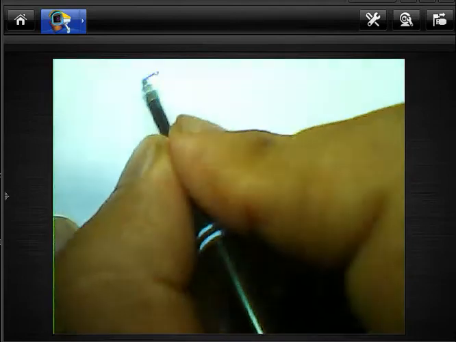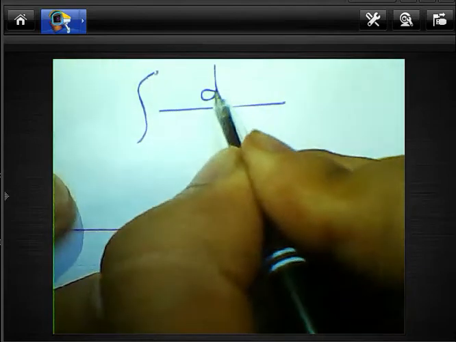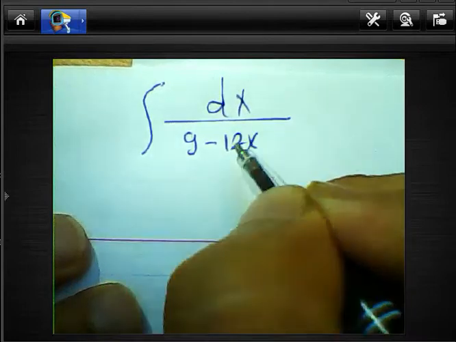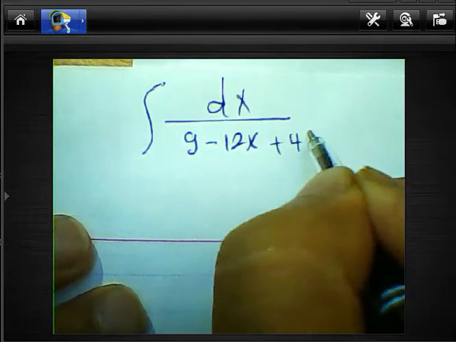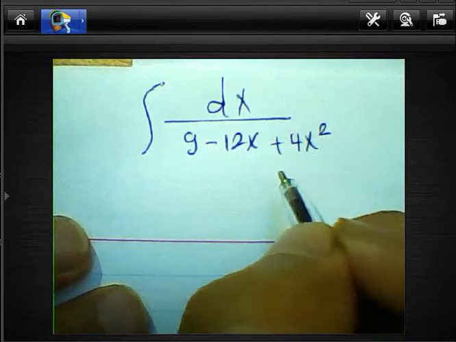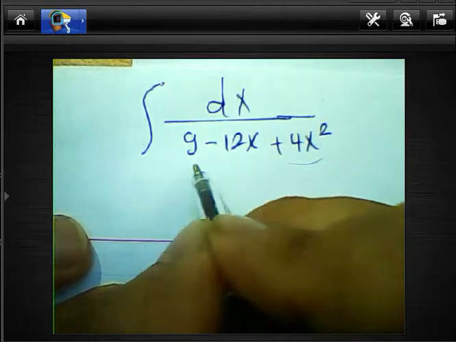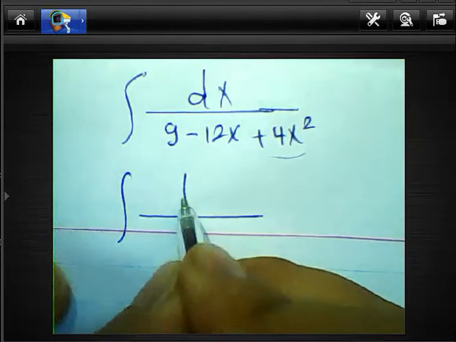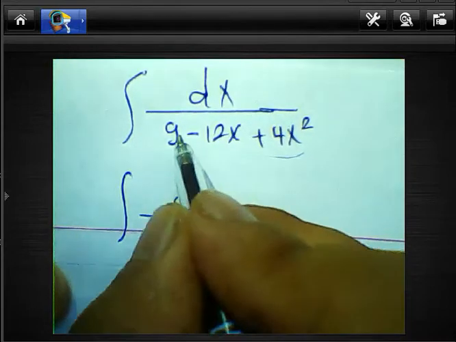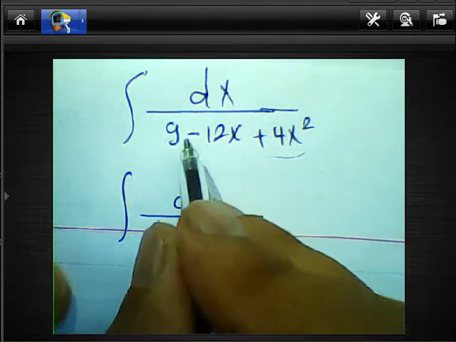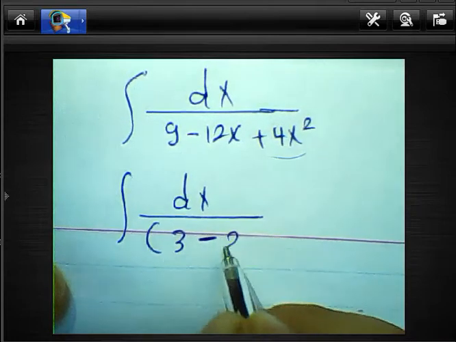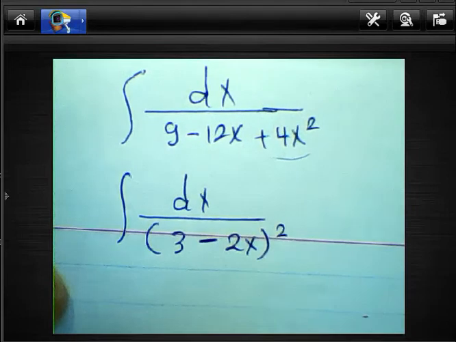Another example: we want to find the integral of dx over 9 minus 12x plus 4x^2. Look at this denominator. The denominator is a perfect square, so we can simplify it. We write the square root of the first term, the sign of the middle term, and the square root of the third term, all squared: (3 - 2x)^2.